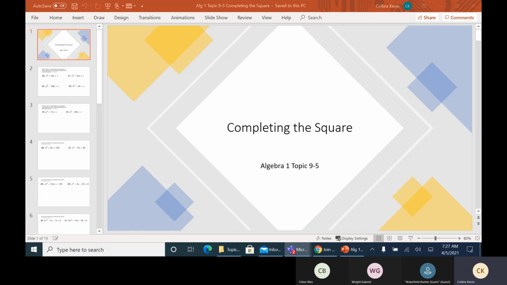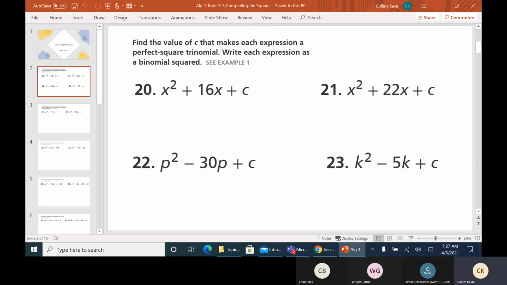Usually everybody's least favorite version of this is completing the square. It's not really hard, but for some reason people don't like it. Okay. So let's get into this. And like I said, the best way is just to hop in and start talking about what's going on here. Okay. So this says, find the value of C that makes each expression a perfect square trinomial.